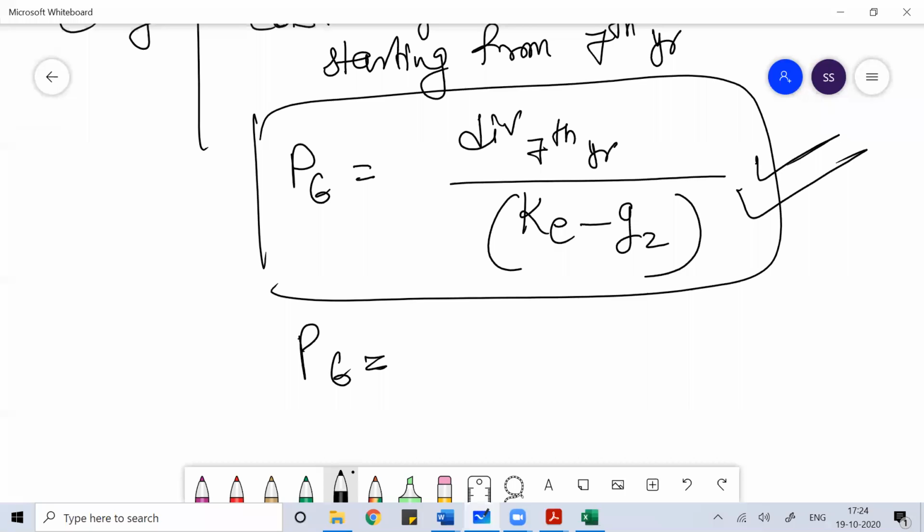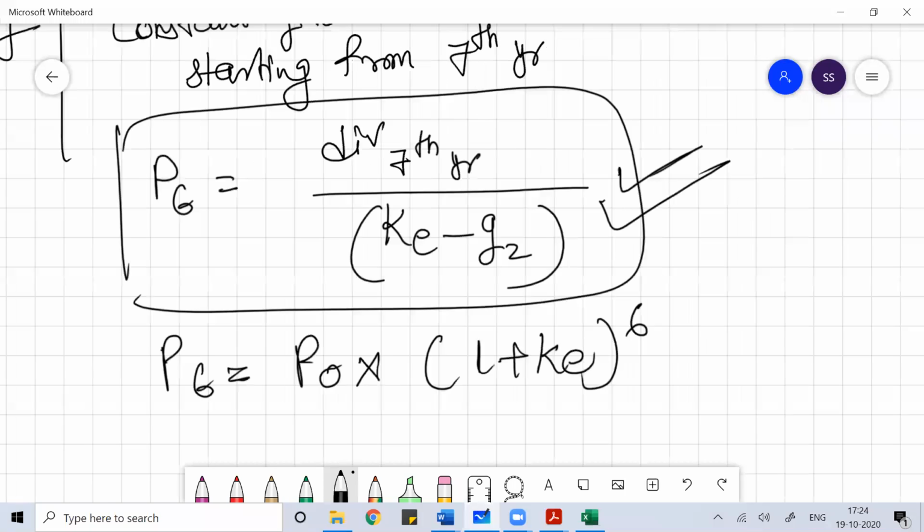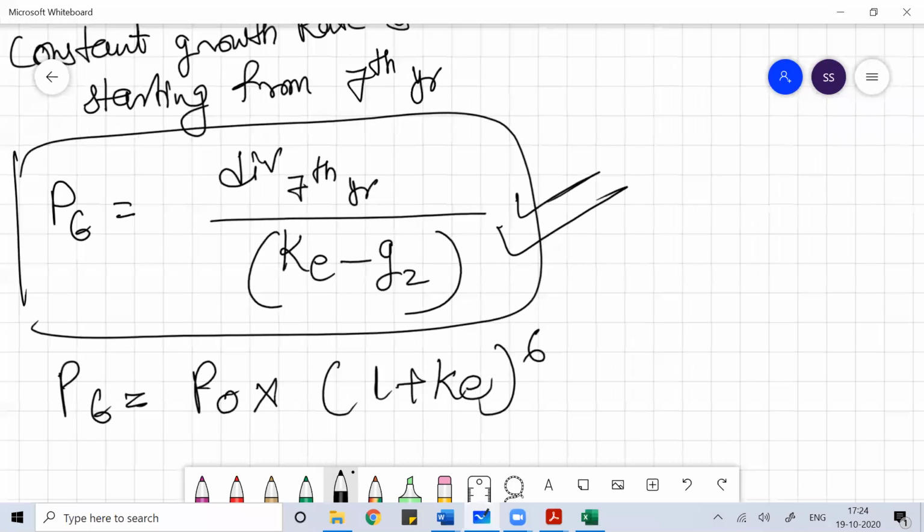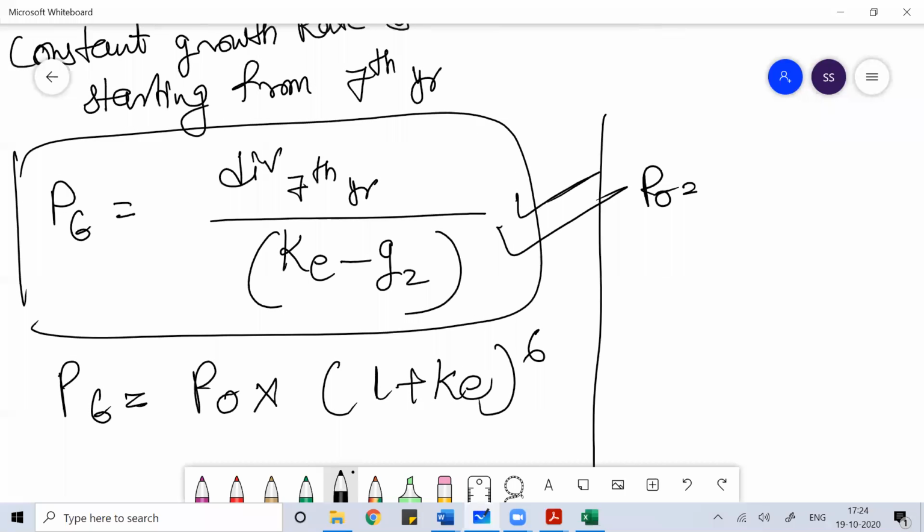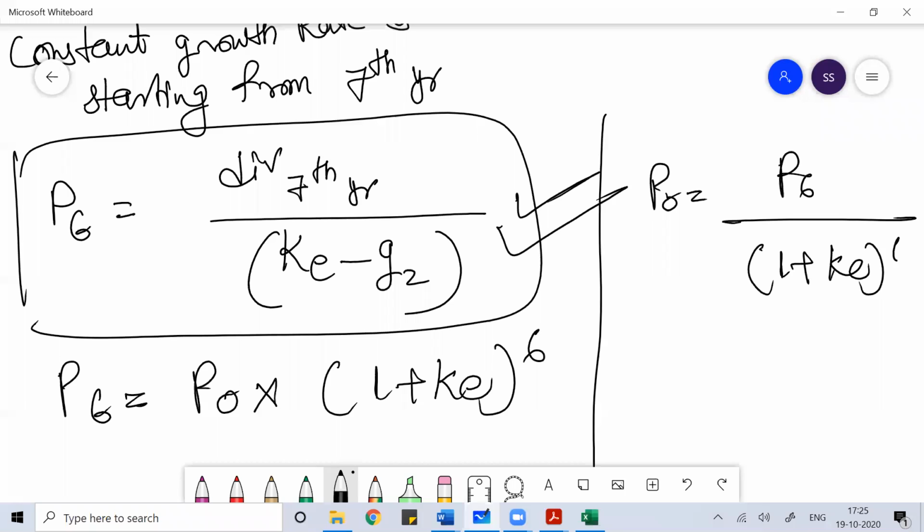Mathematically, you know that P6 is equal to P0 into (1 + KE) to the power 6. The price of the share after the sixth year is the present price into (1 + KE) to the power 6. Everyone knows basic mathematics: future value is equal to present value into (1 + r%) to the power T. So I can say that the present price of the share is equal to the price after the sixth year divided by (1 + k) to the power 6.